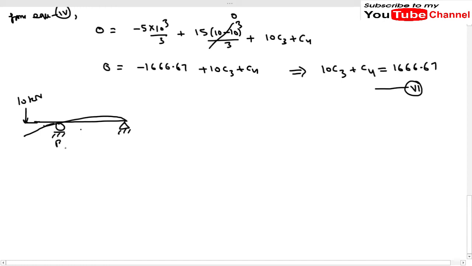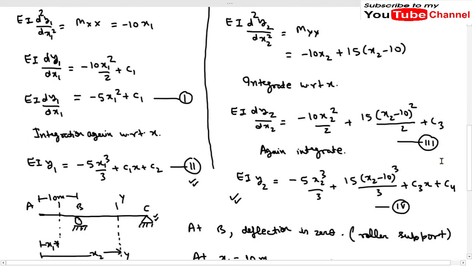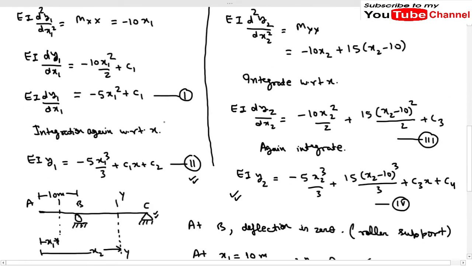Now this is B. So if you see that at B, the slope should be equal for both the equations. If we use the equation, let me go upward. So this is the equation for slope. This is equation number 1. Equation number 1 is the equation for portion AB, and this equation number 3 is the equation for portion BC. Now if we find out the slope from equation number 1 at B, and if we find out the slope from equation number 3 at B, the slope should be equal.